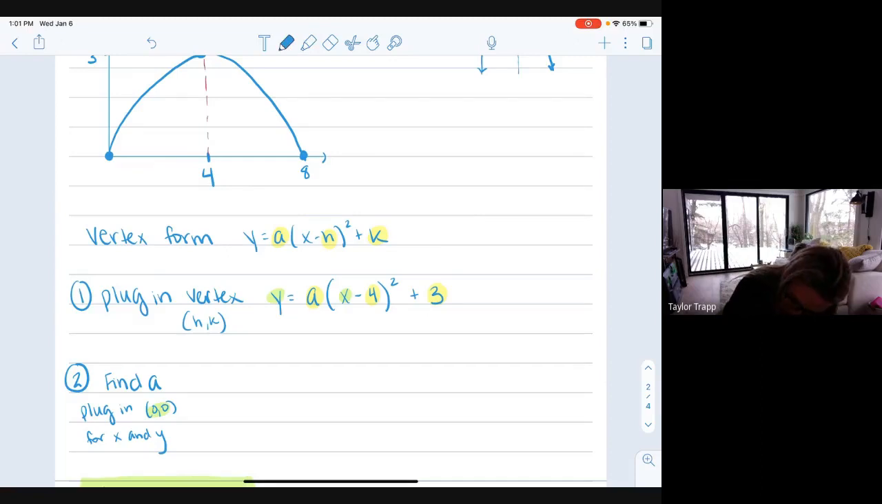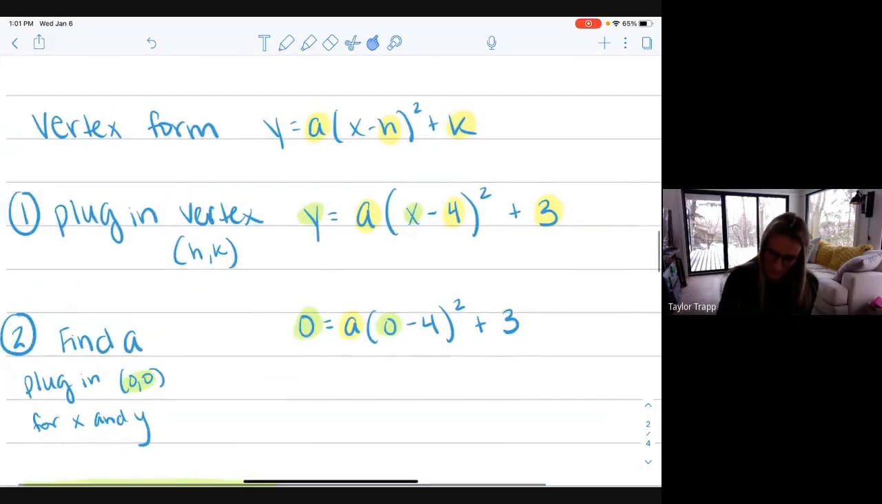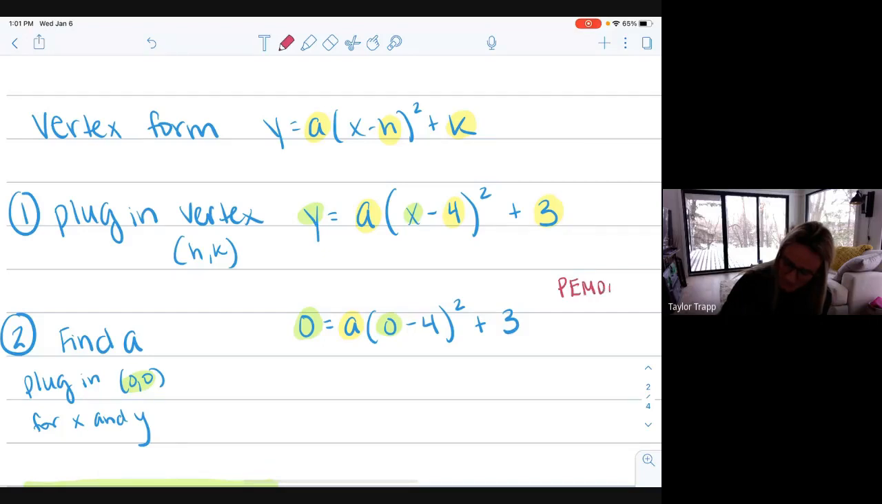So what that looks like then would be 0 equals A times 0 minus 4 squared plus 3. And we're still trying to find A. Okay. So the next step here then is to start to solve for A. Before we start doing an algebra equation, I think we need to do a little bit of simplifying, which involves PEMDAS stuff, right?